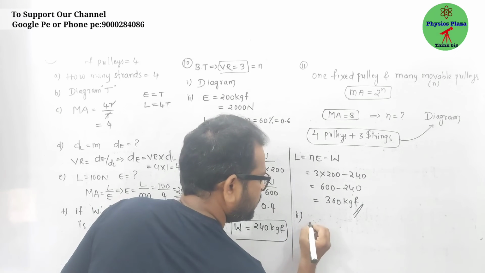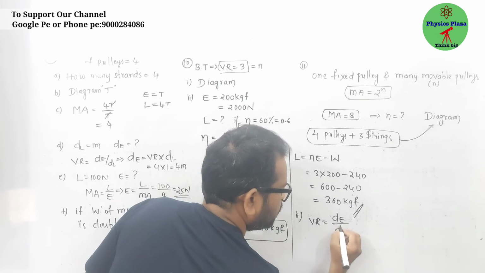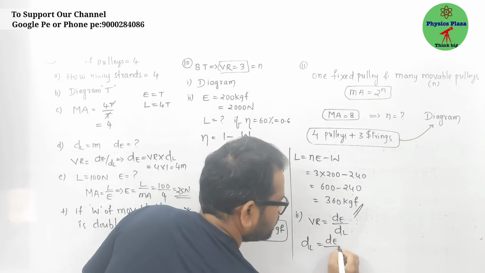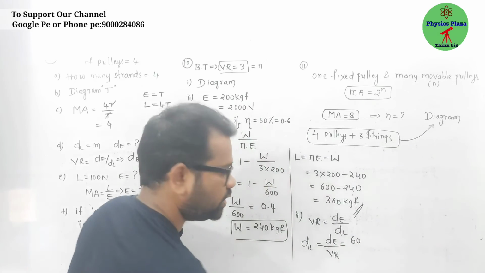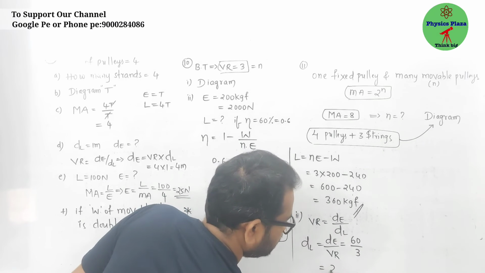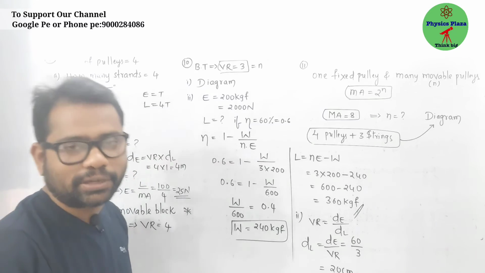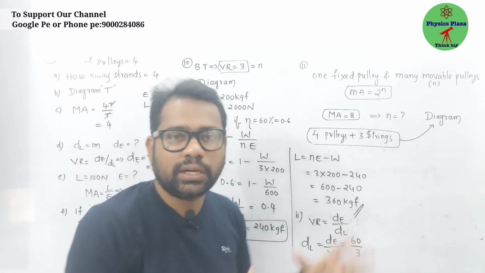Okay, so we know that here velocity ratio is equal to effort displacement by load displacement. So load displacement is effort displacement by velocity ratio. Effort displacement is given in the question, that is 60. The velocity ratio is also given in the question, that is 3. So this is nothing but 20 centimeters. Clear?